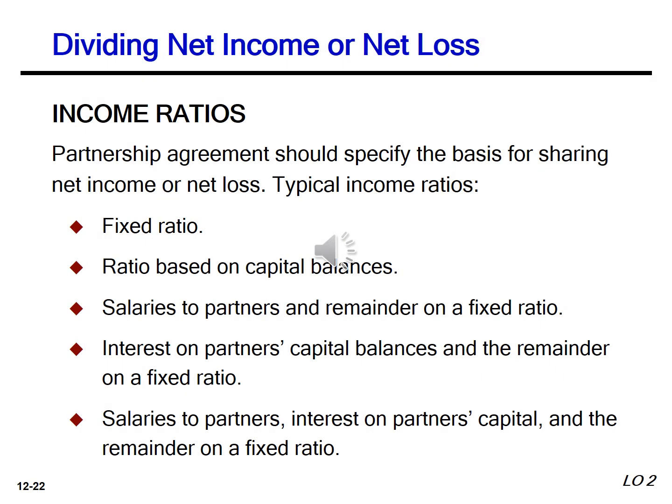So how do we divide the net income? We divide it based on income ratios. The partnership agreement should clearly specify the basis for sharing net income or net loss. Typical income ratios might be a fixed ratio, or a ratio based on capital balances, or salaries to partners and the remainder on a fixed ratio, or interest on partners' capital balances and the remainder on a fixed ratio, or finally, each partner could get a salary and interest on the partner's capital, and the remainder would be split into the fixed ratio.